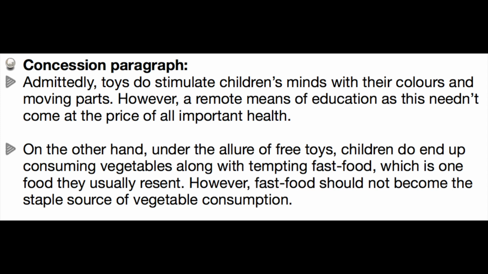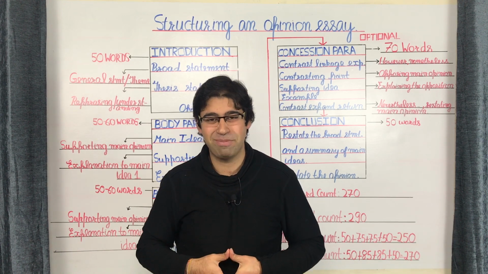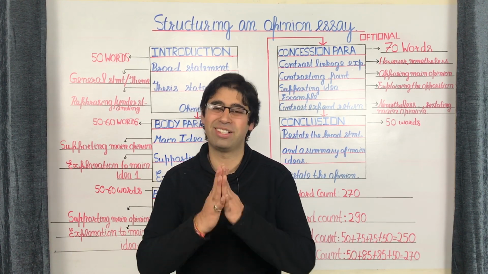We began with the contrasting expressions admittedly and on the other hand. Then we provided a little explanation, and then with the introduction of the contrasting expression however, we retreated to our main opinion, which was that free toys with fast food are bad, all things considered. At this point, I must mention that the concession paragraph is an optional device. It is, however, a very handy input when you feel that you're falling short of the optimal word limit. So that was about the concession paragraph, and now on to the all-important conclusion.